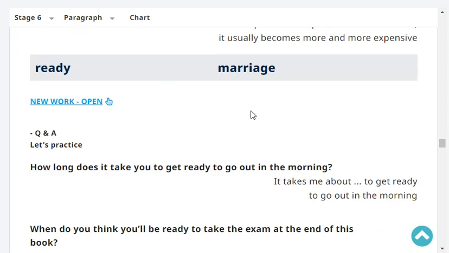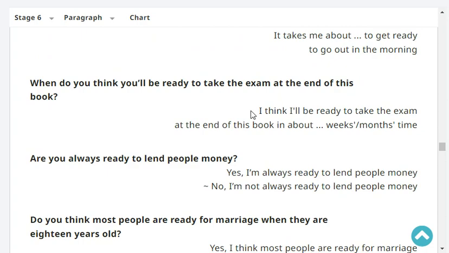How long does it take you to get ready to go out in the morning? It takes me about 1 hour to get ready to go out in the morning. Very good.